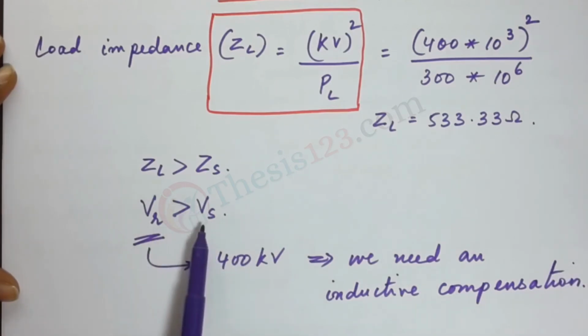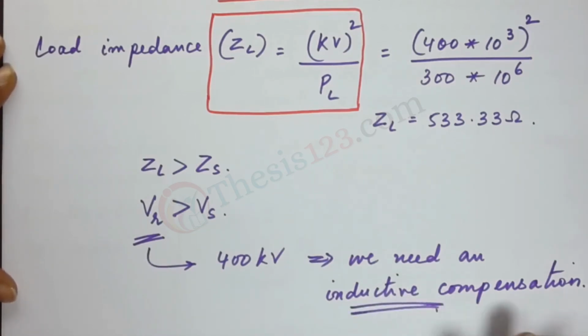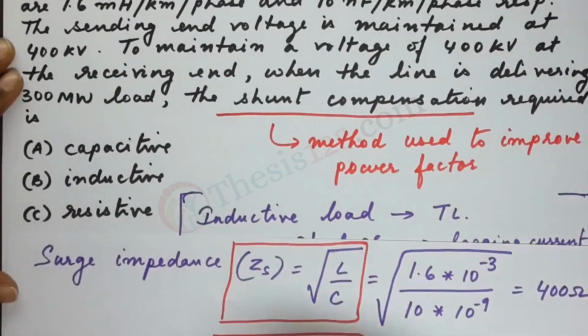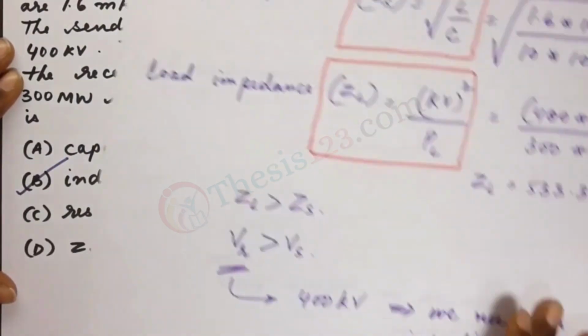But if VS were greater than VR, it would be the opposite. We would need capacitive compensation. So, I hope this generalization helped. So, the final answer here is inductive. That's the final answer.